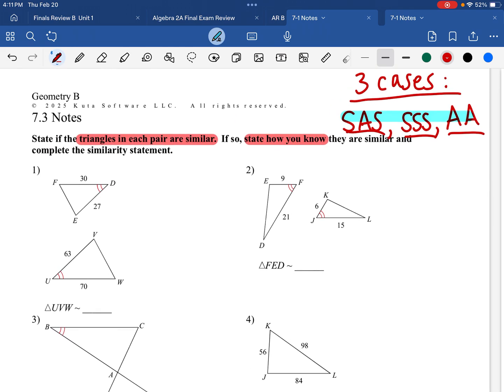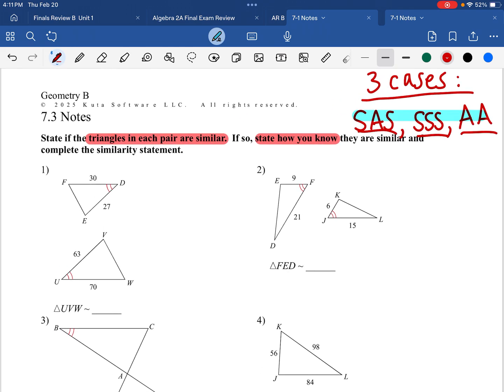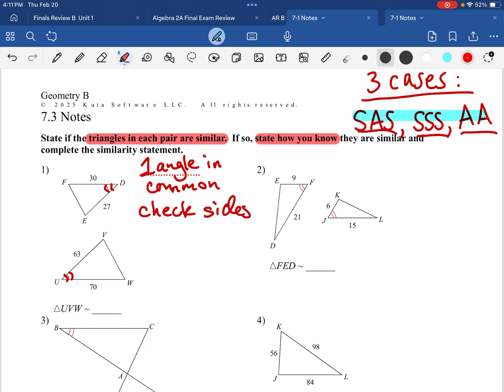So the first step with each of these, I would look at, is there an angle that they have in common? Well, by these markings here on number 1, I do have one angle in common. So that means I'm probably going to be side, angle, side, but we need to check the sides to see. In order to check the sides, we need to see if they're proportional.